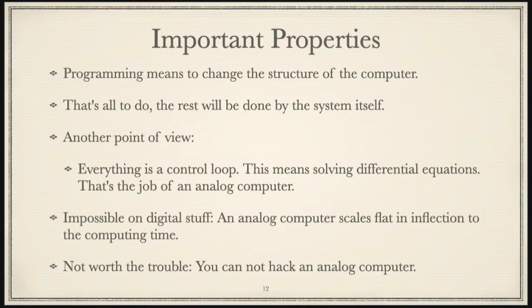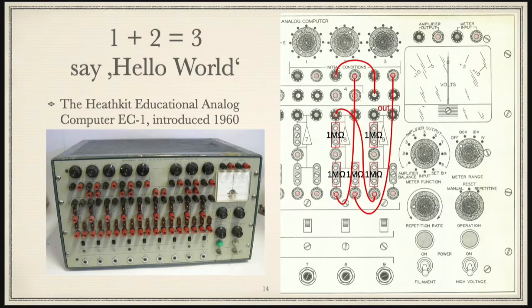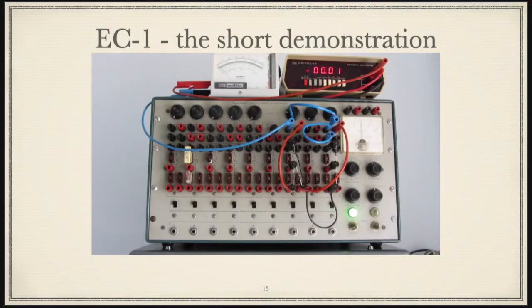So far, part 1. Let us compute analog. We begin simple. 1 plus 2 equals 3. That's the hello world here. We have no keyboard. We can only enter numbers. You see an educational analog computer from 1965. For more, watch the following YouTube video.